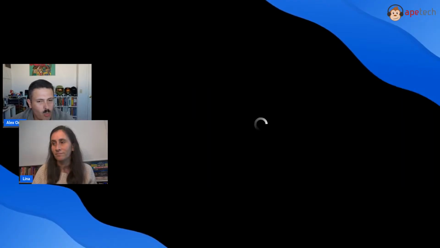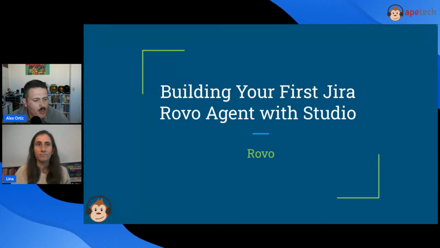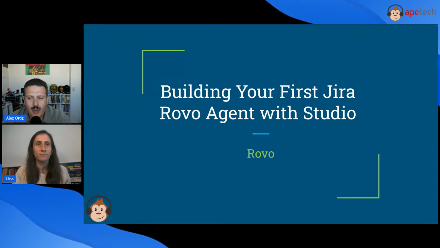I normally stick within the Jira world and I stick to my 4 courses, but I had an amazing opportunity to be joined here with my lovely wife, and we're going to be doing a how to build your first Rovo agent with Studio. And so this is part of Atlassian's new endeavors into artificial intelligence. You may or may not have heard of Rovo. We're going to be covering all the details in this course.